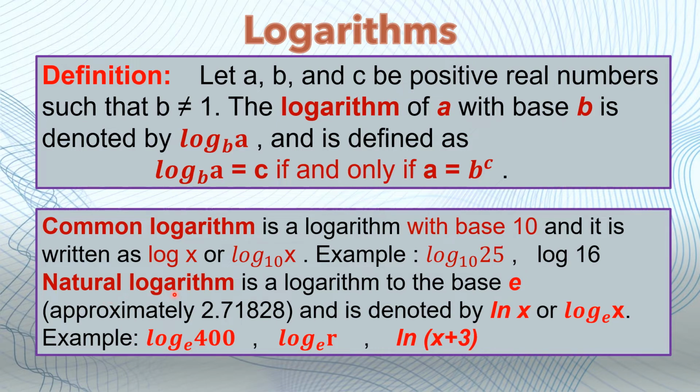Natural logarithm is a logarithm to the base e, or approximately 2.71828, and is denoted by ln x or log of x to the base e. So if the base is e and it is denoted by ln of x, it is a natural logarithm. Example, log of 400 to the base e. Log of r to the base e. Ln of x plus 3.